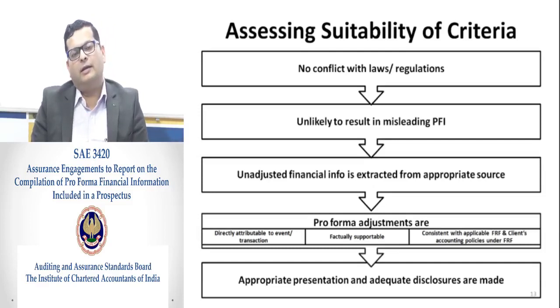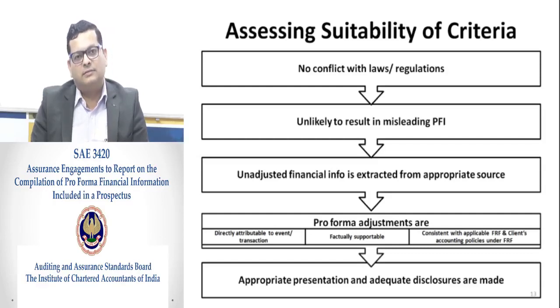Similarly, when entity A acquires entity B, anything relating to that combination, such as intercompany transactions between A and B, should be eliminated. Those are the appropriate set of pro forma adjustments to be made while creating pro forma financial information.